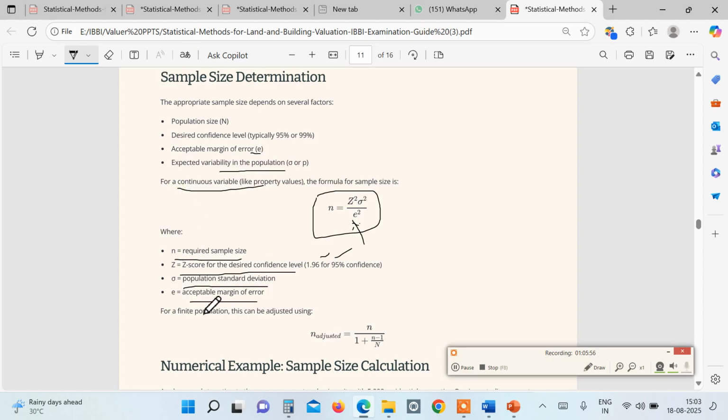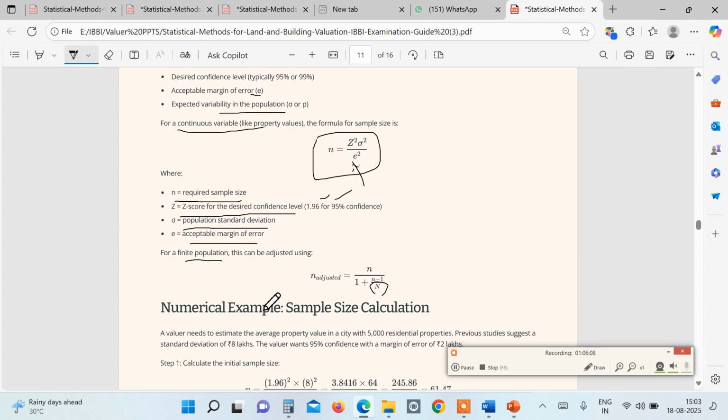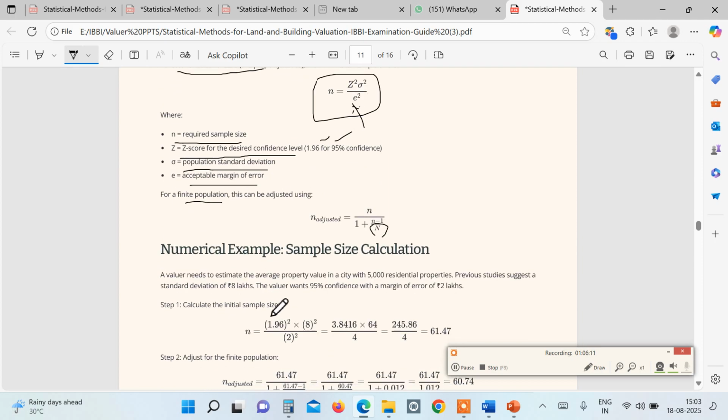If it is a finite population, then this can be adjusted by using n adjusted, it is n divided by 1 plus (n minus 1) divided by capital N. So we will make things clear with an example. For example, a valuer needs to estimate the average property value in a city with 5,000 residential properties. Previous studies suggested a standard deviation of rupees 8 lakh. The valuer wants 95% confidence with a margin of error of 2 lakh. So what should be the sample size you have to calculate?